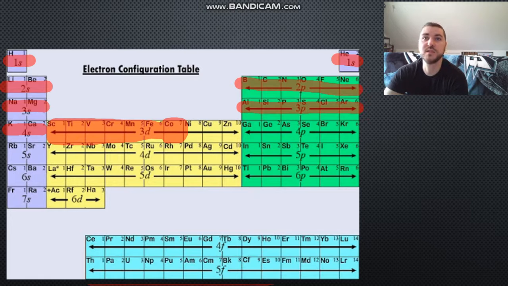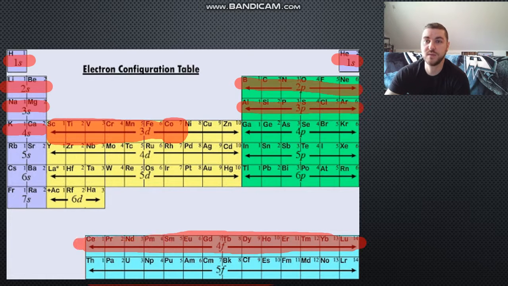Now, some important things to know. S sublevels can only have 2 total electrons in them at maximum. P sublevels can hold 6 maximum. D sublevels can hold 10. And if you go all the way down to this F block here, you'll see that F can hold 14.